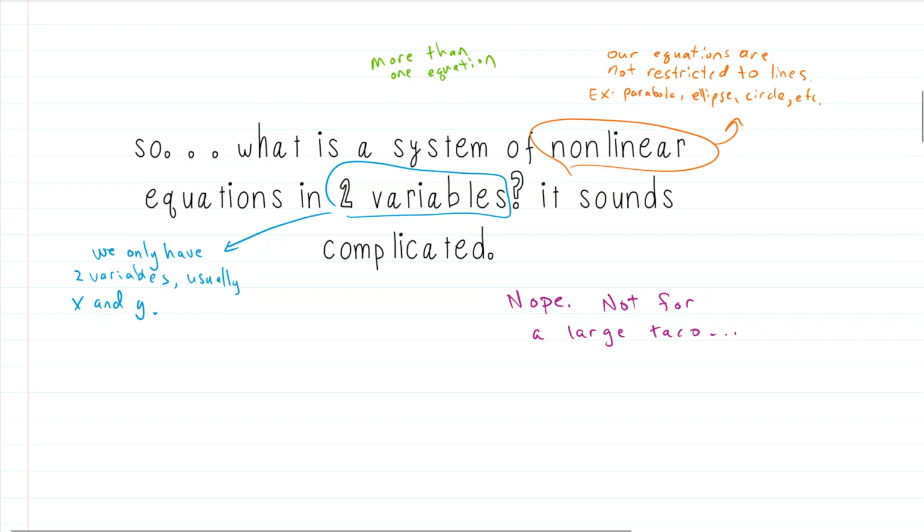So if you're doing nonlinear systems of equations, you probably have already done linear systems of equations. So you've been dealing with lines or planes. But now we're not restricted to lines, things that are straight. So we can have parabolas, we can have an ellipse, a circle. We've got lots of options. So that's the nonlinear part. The word system just means we have more than one equation. So here we're going to have two equations. So we have two variables, two equations.